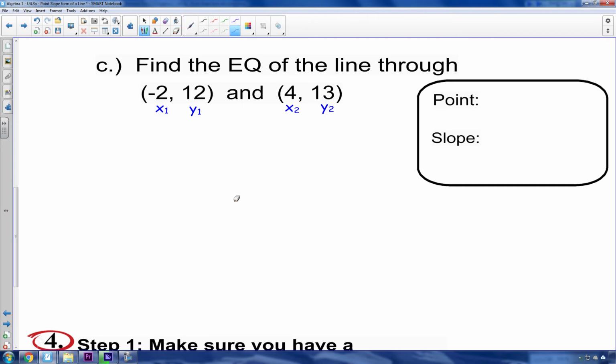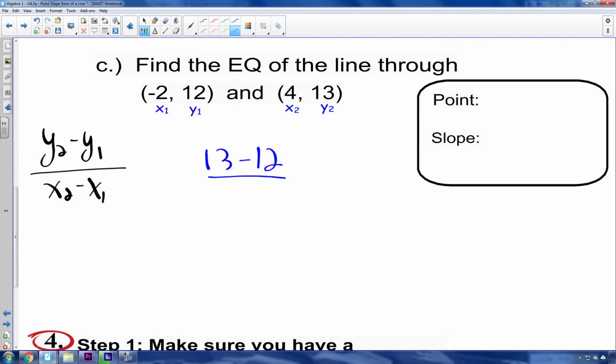Okay, let me do C for you just to kind of help you out, and then we'll be done. So we're finding the slope. So again, there's a lot of ways to do this, but because I already did the change in y over change in x, why don't I do this for the people that are still stuck on this slope formula? They love that thing. So if I'm doing y2 minus y1, and they're already labeled for you, 13 minus 12, right? y2 minus y1. Then if I'm doing x2 minus x1, I've got 4 minus negative 2, which is positive 6 in this case. So I've got 1 over 6 is the slope.